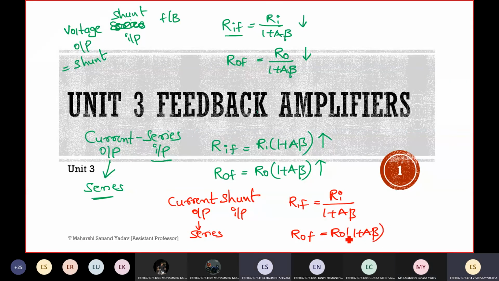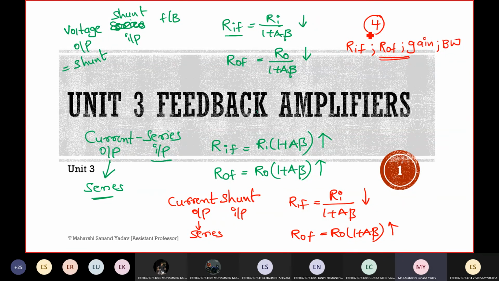So if we are done with the derivations, we are done with unit number 3. Very small unit, and which is very confusing also. So here RIF is decreasing and output is increasing. This is what we need to derive. So we are left with these 4 models: voltage series, voltage shunt, current series, and current shunt. We need to derive the expression for RIF, ROF, and gain. And we shall do bandwidth also. Once you are done with these 4, we are done with unit number 3.